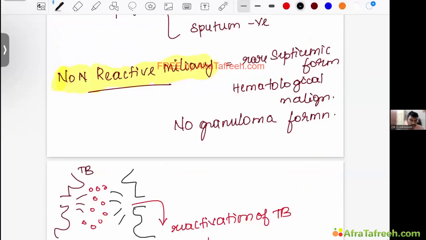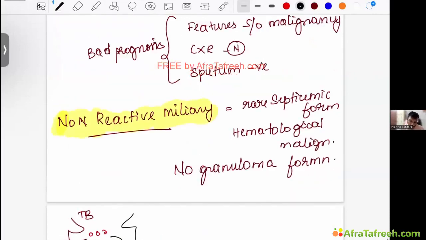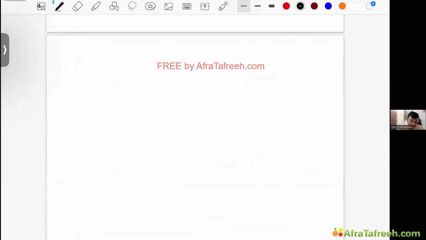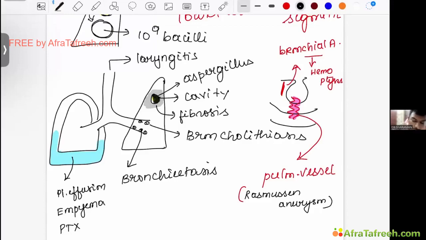Now what we will do is go for a lunch break. After the lunch break, we will start again with the other manifestations of tuberculosis. So 40 minutes, okay for you? 40 minutes.